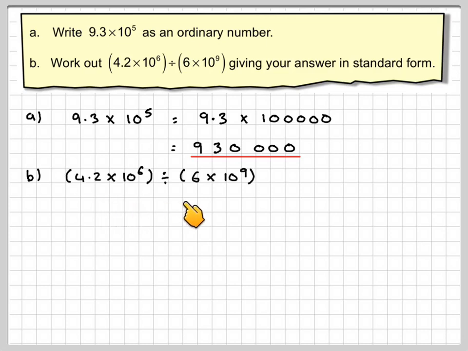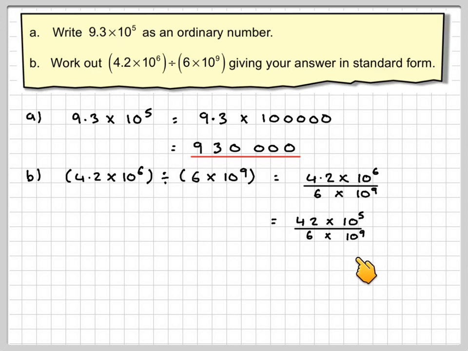4.2 times 10 to the 6 divided by 6 times 10 to the 9. Again, with division, I like to write fractions. So it's 4.2 times 10 to the 6 divided by 6 times 10 to the 9. Now, 4.2 times 10 to the 6 I could write as 42 times 10 to the 5. That's no longer in standard form. Divided by 6 times 10 to the 9.